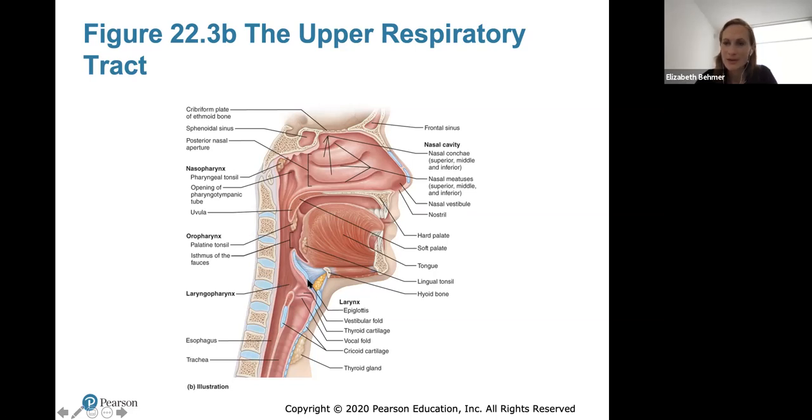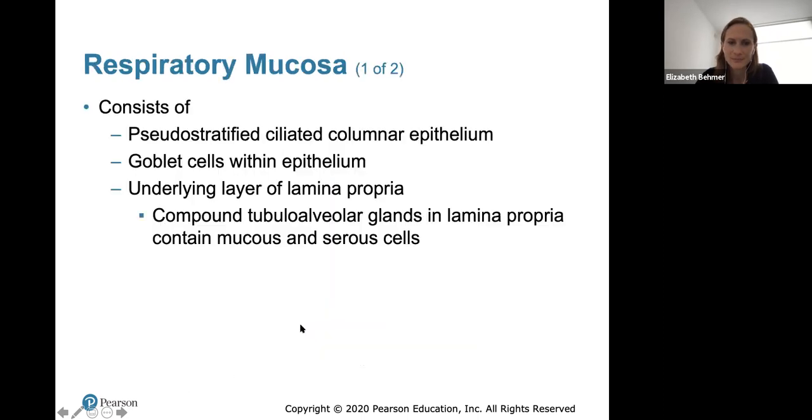This is a flap of cartilage that will close and cover the larynx or the trachea when you swallow food, so that food goes down the posterior esophagus instead of into the larynx and the trachea.